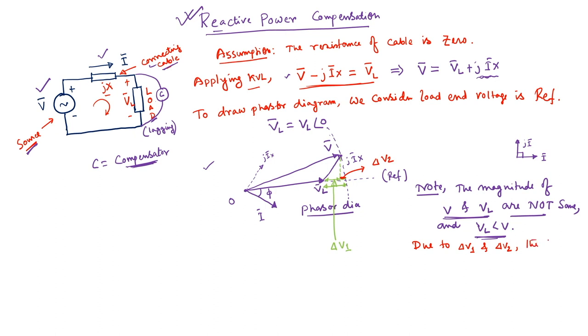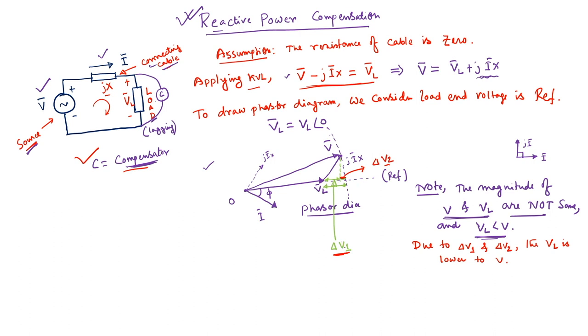So, due to del V 1 and del V 2, VL is lower than V, the supply voltage. If we can somehow compensate this del V 1 and del V 2, then our load end voltage would be equal to the source end voltage. This is exactly what is possible with the reactive power compensator.